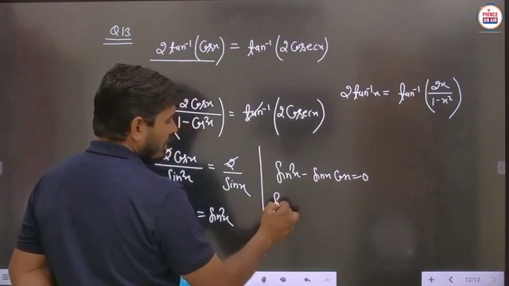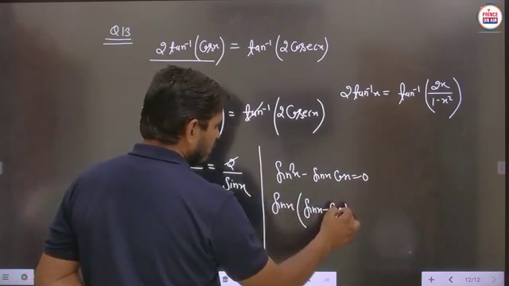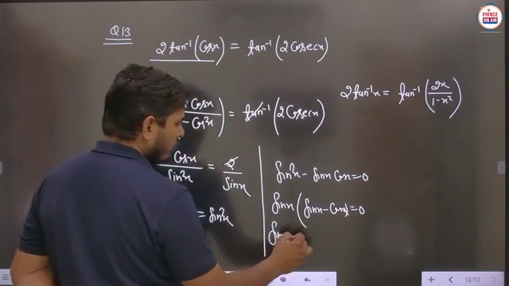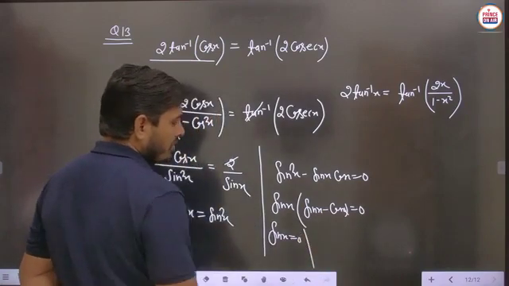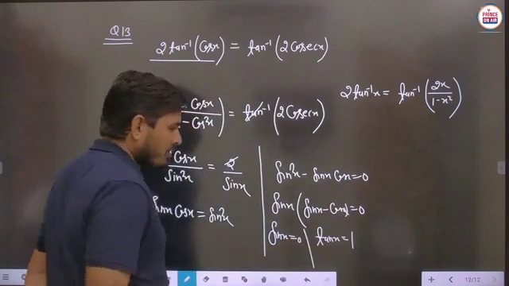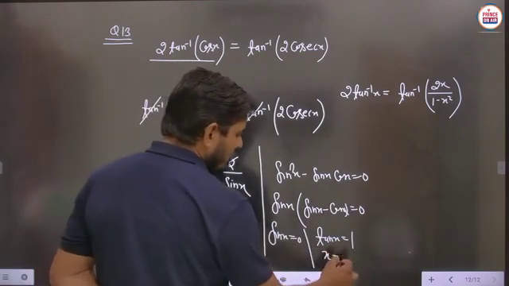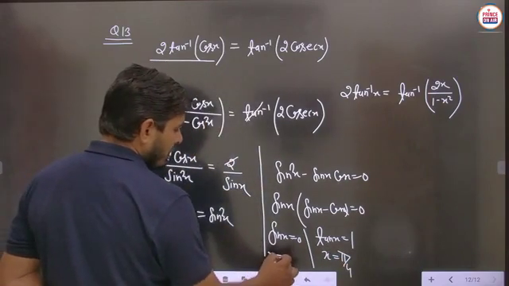Sin x will be taken as common, then it should be written as sin x times (sin x minus cos x) equals to 0. Then either you can say that sin x equals to 0, or you can say that sin x equals to cos x, or you can say that tan x equals to 1, because sin x equals to cos x, then tan x equals to 1. So from here you will get the answer of x as pi by 4. Here the answer you will obtain in the first quadrant, then 0.